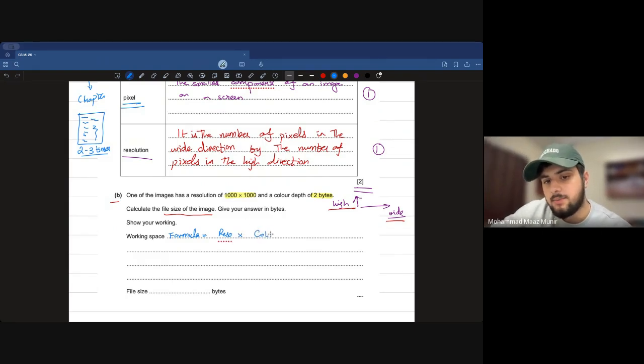So the formula is basically the resolution multiplied by the color depth. Now my question to you all is, what will be the answer of multiplying these two? As in, what unit will I be getting the answer in? Would it be bit, byte, KB, maybe byte? What will be the unit of multiplying these two figures? Quickly in the chat box, any idea? I think megabyte.